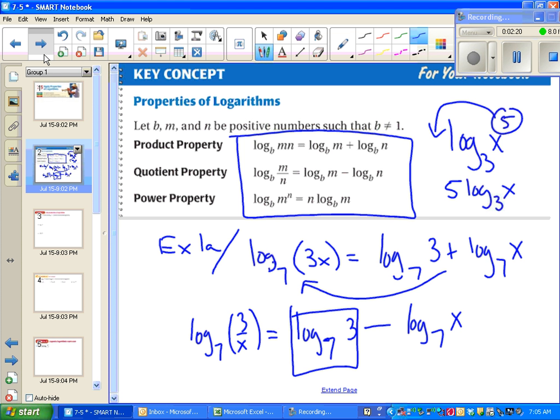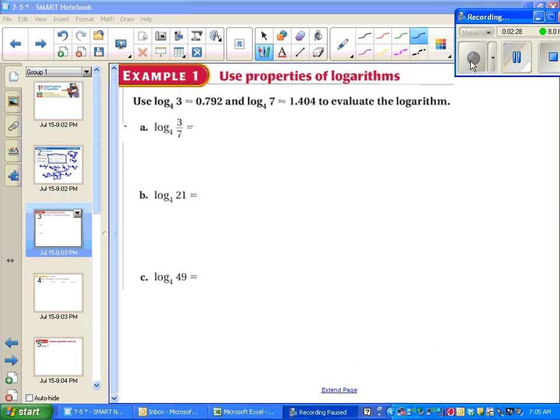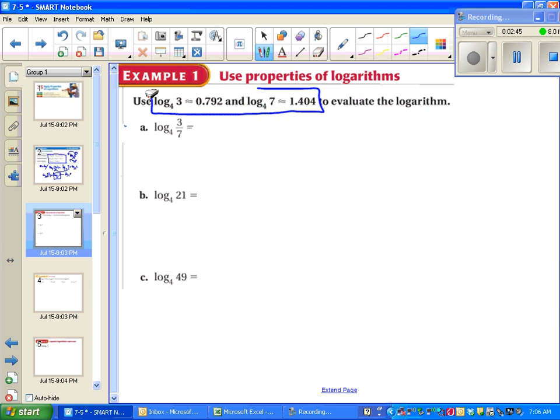So our first example tells us to evaluate log base 4 of 3 over 7, but we don't know what log base 4 of 3 over 7 is, and I could ask you to do this without a calculator, given the information right here. I know log base 4 of 3, I know log base 4 of 7, so I'm going to use my quotient property to expand this. Log base 4 of 3 minus log base 4 of 7. I know to use minus because the quotient property, when we have division inside a log, says split it up with a minus sign.